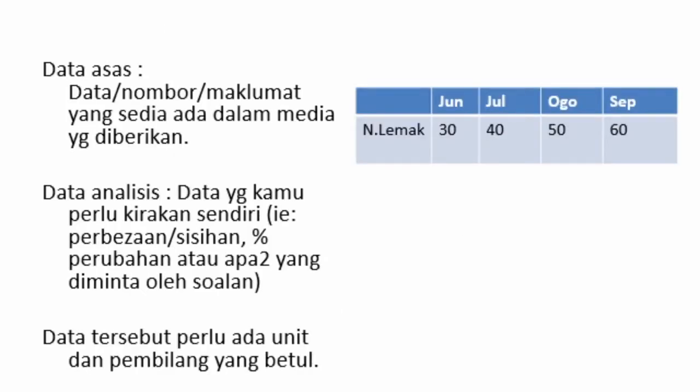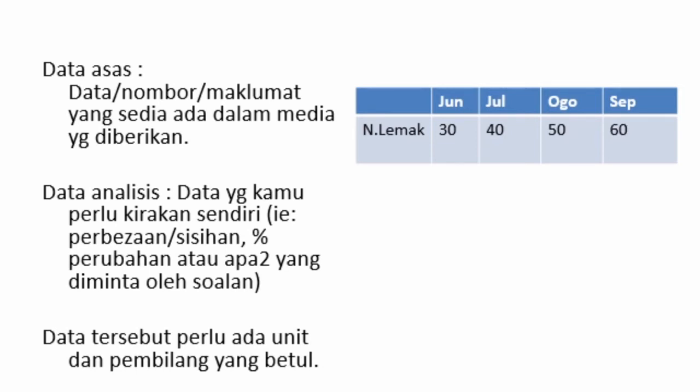Okay, you might be wondering what is data asas and what is data analysis. Data asas merupakan data, nombor, maklumat yang sedia ada di dalam media yang diberikan. Rujuk pada jadual, nasi lemak dia kata Jun ada 30 unit, Julai ada 40 unit, Ogos ada 50 unit dan September ada 60 unit. Inilah tetap, this is what you see with your eyes, right? So this is called data asas. You need to mention some of them.